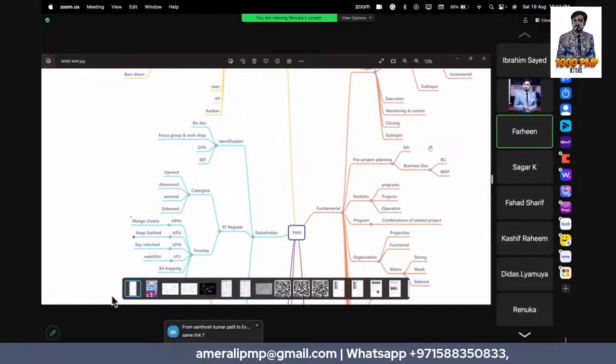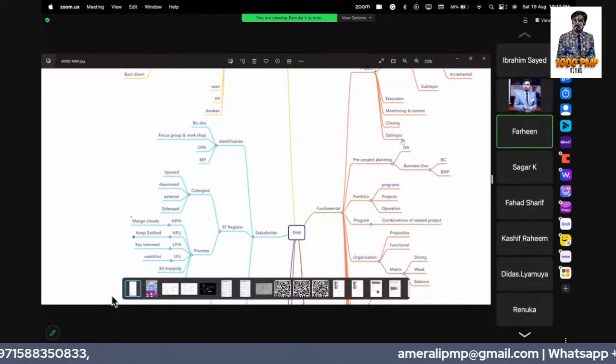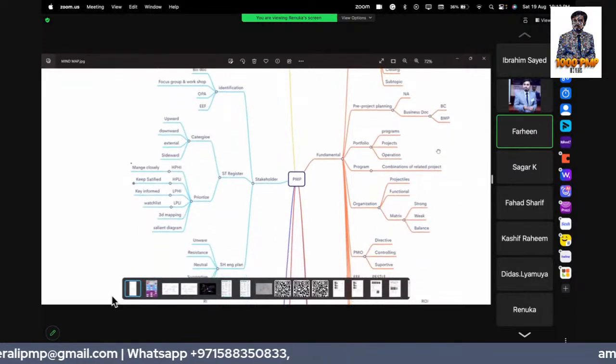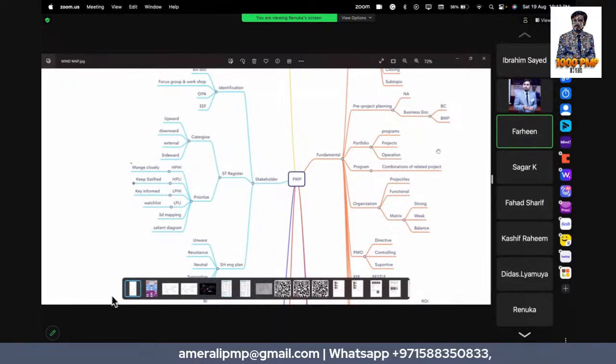Then coming down to the pre-project planning, which is where the project actually starts off, we have the two main business documents, which are the business case and the benefit management plan. Here we're talking about a needs assessment, which we do as a pre-project planning exercise, where we identify the tangible benefits and the intangible benefits. The tangible benefits are in the business case, and the intangible benefits come into the benefit management plan. Both of these documents are created before the project is initiated.